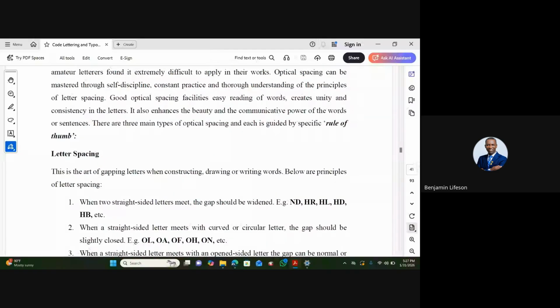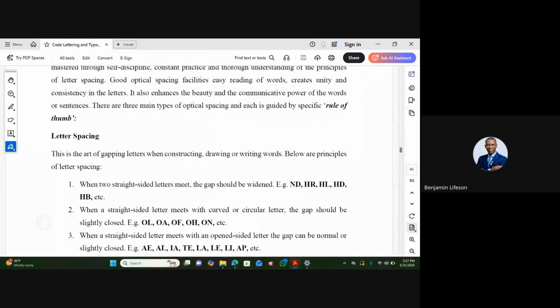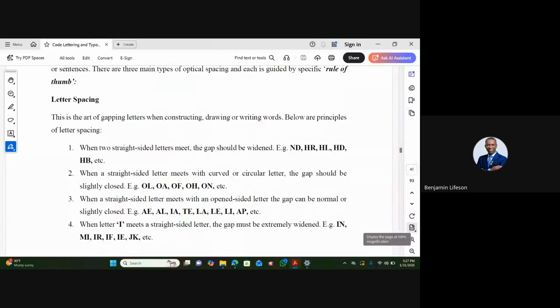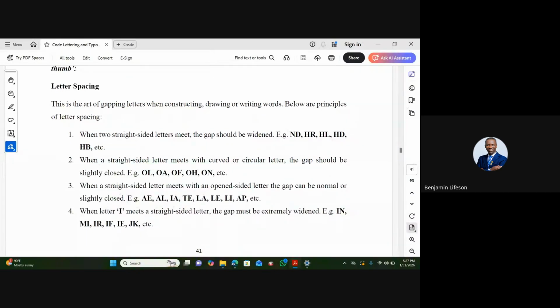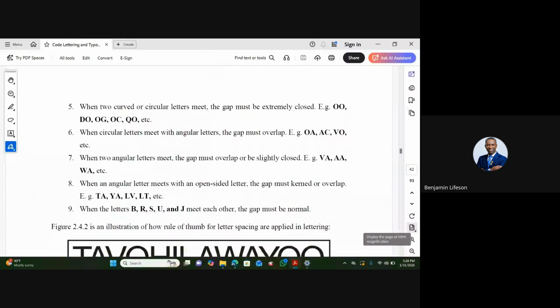So what is letter spacing? When you are looking at the letters, the letter spacing is bringing a gap between letters when constructing. For instance, N and D: N is a letter, D is a letter. How do you bring a gap, how do you bring space within? Let's look at the principles when we are dealing with letter spacing. The principles are many. You can read it on your own.